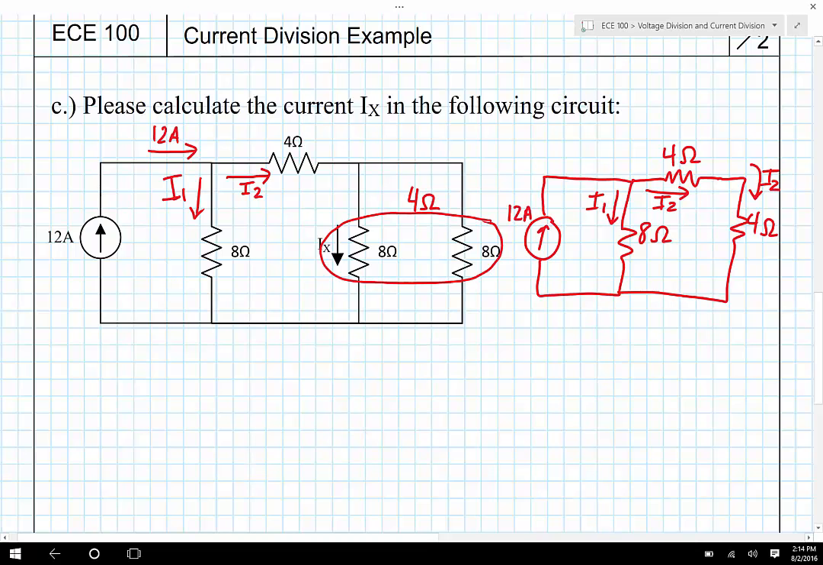Okay, I'm going to go ahead and combine the two 4 ohm resistors that are in series. So let's redraw the circuit one more time. So I have 12 amps, and this is 8 ohms.